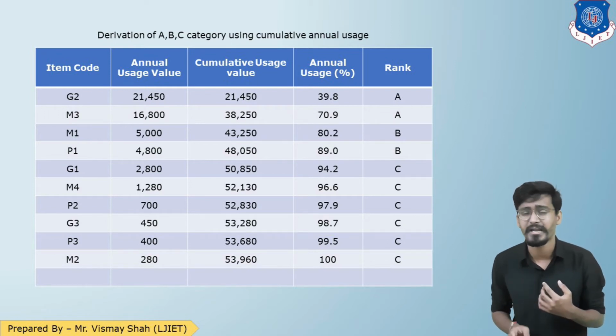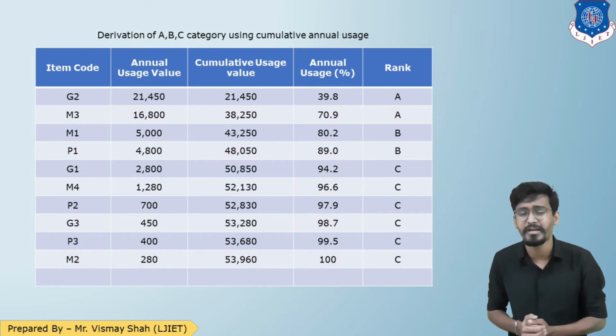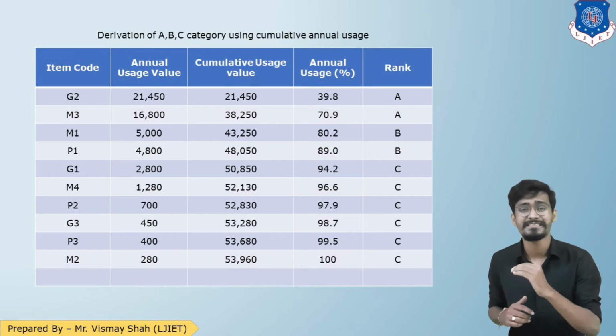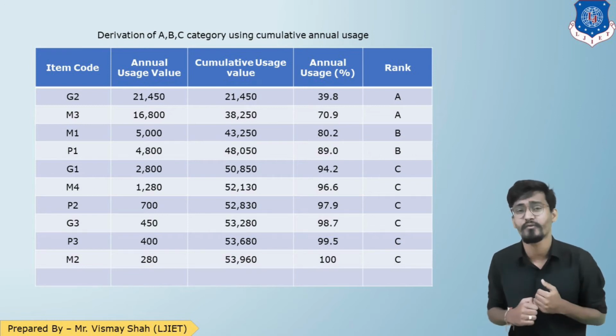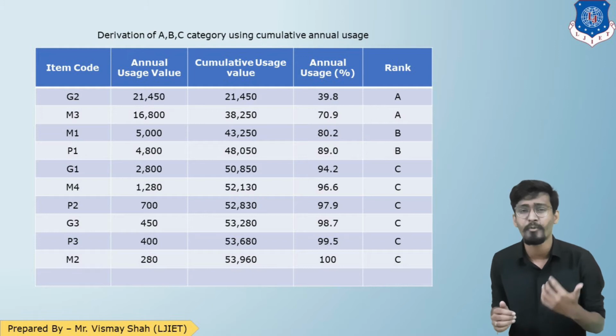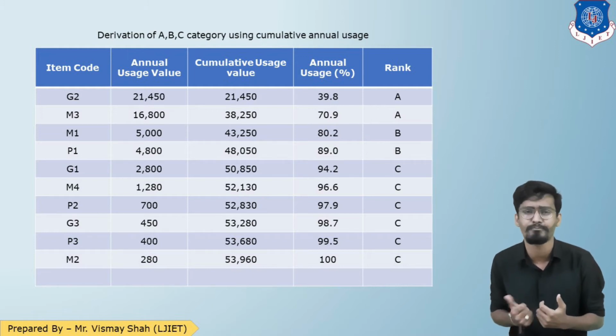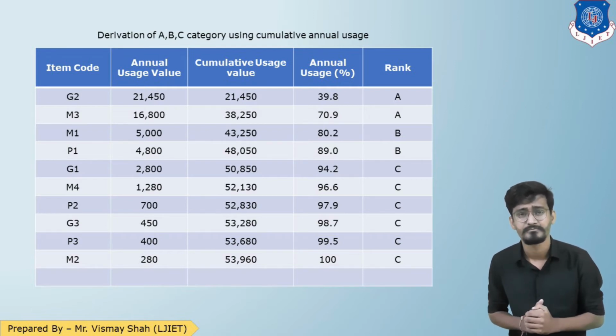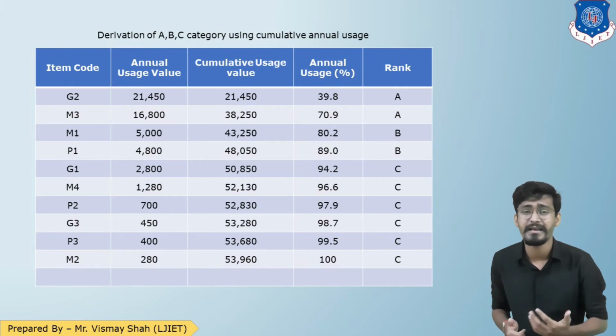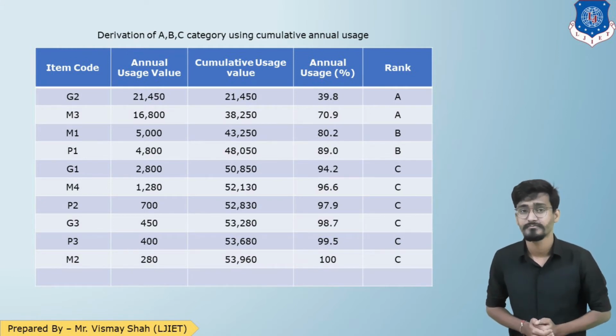For the first it is 21,450. Now for M3 that is 16,800. So 21 plus 16 will be 38,250, and so we need to add the cumulatives. Now the total was this, and the first was 21,450, so the percentage will be 39.75. I've rounded it off to 39.8. The second was 38,250, against that total of 53,960. So the percentage will be 70.9. All right. So similarly, I have prepared the entire percentage.